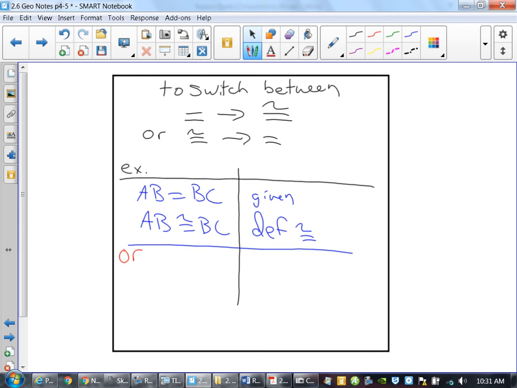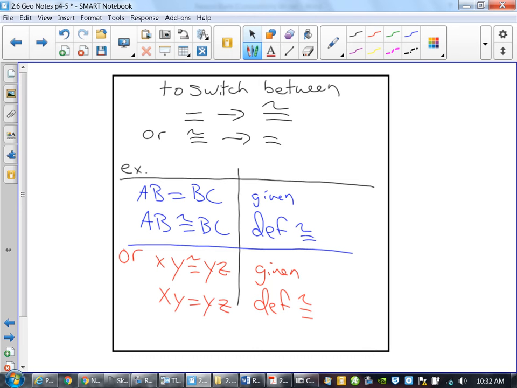Or, let's say we had XY equals YZ. Oh, I'm sorry, congruent. And that was given. If I wanted to switch it to equality, all I would write is XY equals YZ. And what do you think my reason is again? Definition of congruent. It works for both of them. It's the same thing for both. All right? So it's a very subtle switch.